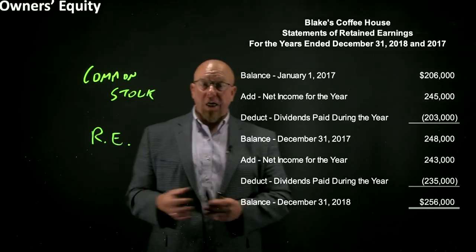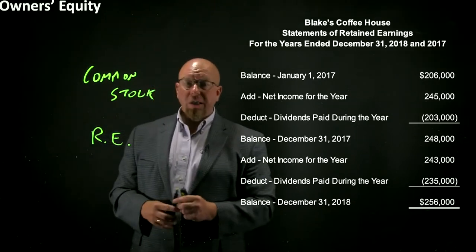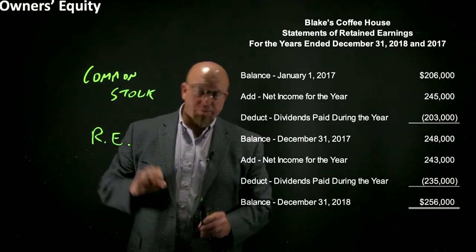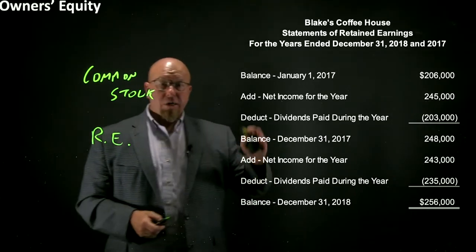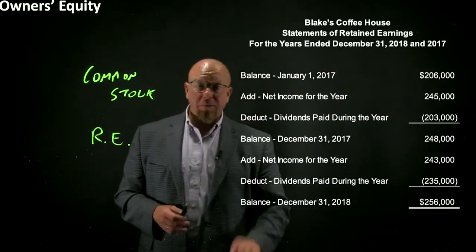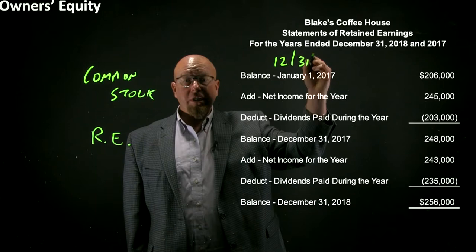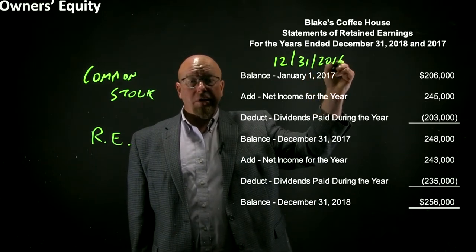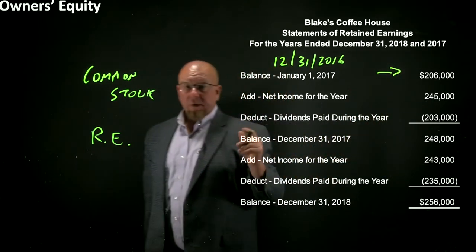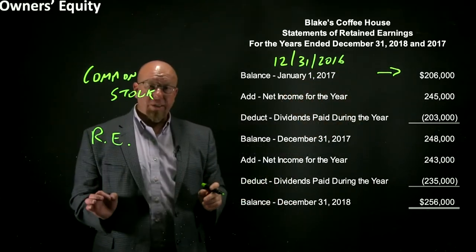If common stock had changed, then we would have a broader, expanded statement, probably called a statement of changes in owner's equity. And it would explain the changes in both common stock and retained earnings. But let's keep it simple. So retained earnings started the year 2017 at $206,000. That also means that was the balance at 12/31/2016. So if you had looked at the balance sheet at the end of 2016, this is what would have been reported for retained earnings. The balance at the end of 2016 is identical to the balance at the beginning of 2017.